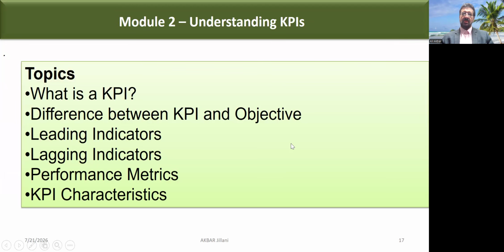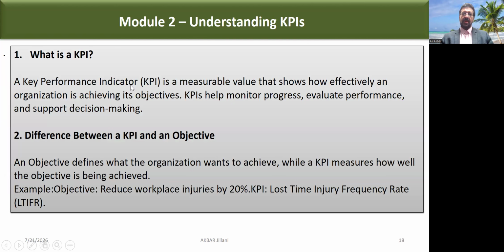Now we are coming to module number 2. What is a KPI? The difference between KPI and objective, leading and lagging indicators as active and reactive indicators, performance metrics, and KPI characteristics. So now, what is a KPI? A key performance indicator is a measurable value that shows how effectively an organization is achieving its objectives. KPIs help monitor progress, evaluate performance, and support decision making.